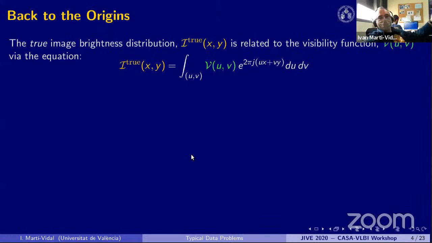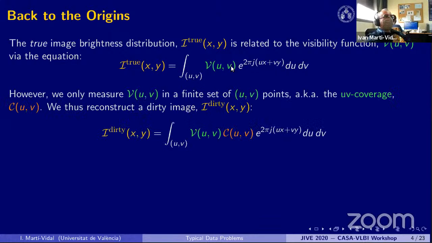This you all know, so I'm just going to pass very fast through this. As you all know, the true image brightness distribution is related to what we call the visibility function, which is what the interferometer measures. We measure samples of the visibility function, so we only have a finite coverage of it. We don't know the visibility function in the whole Fourier space. We only know it in particular points of the Fourier plane called coverage.